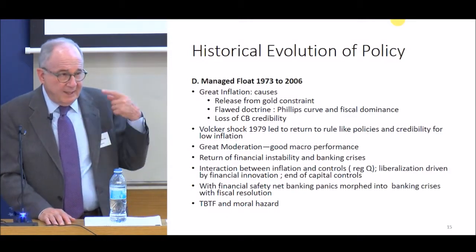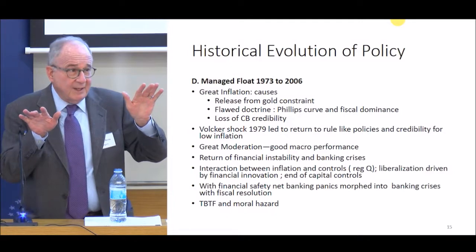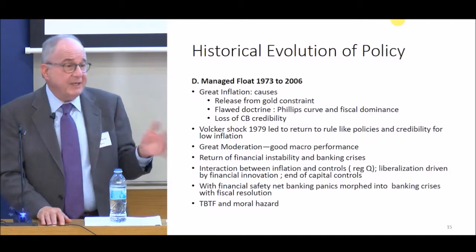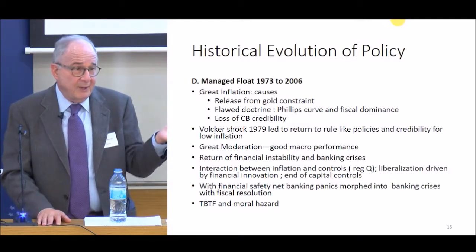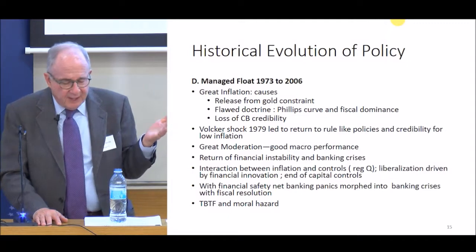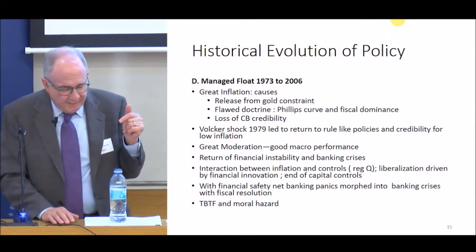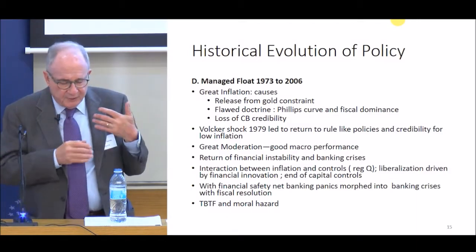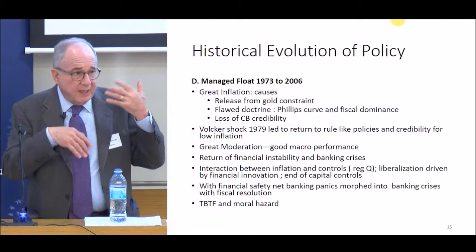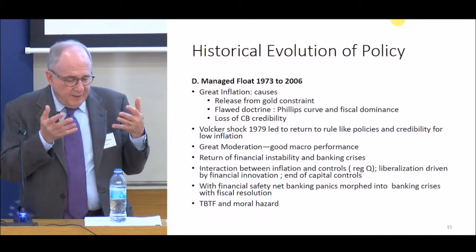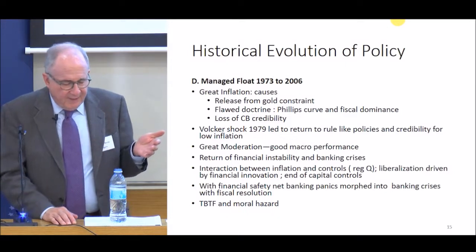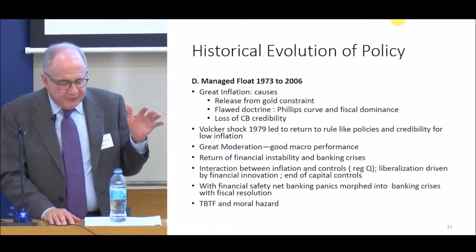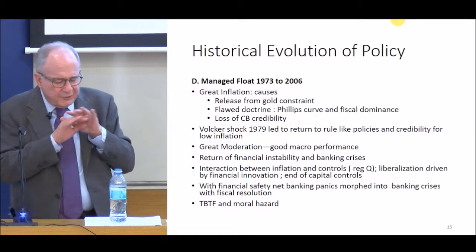But so macro performance is great, right? But now we talk about financial stability, and then you find that financial instability comes back to the period before, like up to the 1930s, and you start getting banking crises again. And that's because you had inflation interacting with these various kinds of controls. And you get liberalization in opposition to that, which is driven by financial innovation. And the capital controls between countries are eliminated. And so what happens is that the system starts to get unstable.